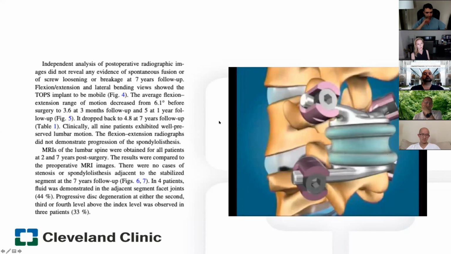Now, what's interesting here is what they found was in patients who got MRIs of their lumbar spine about 2 to 7 years post-op, okay, they found that there were no cases of stenosis or spondylolisthesis. And in 4 patients, they found some evidence of fluid in the adjacent segments, in the facet joints. But apparently it did not really mean anything, okay? That's interesting, right? It does show that there are some surrogate signs of instability that were developed, however, those patients were asymptomatic. So it'll be interesting to see how the longer term results pan out, and in authors who obviously don't have conflicts of interest.